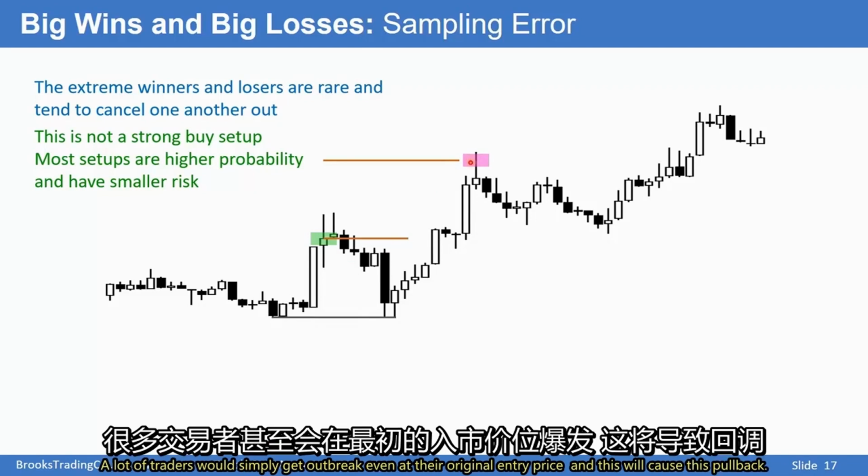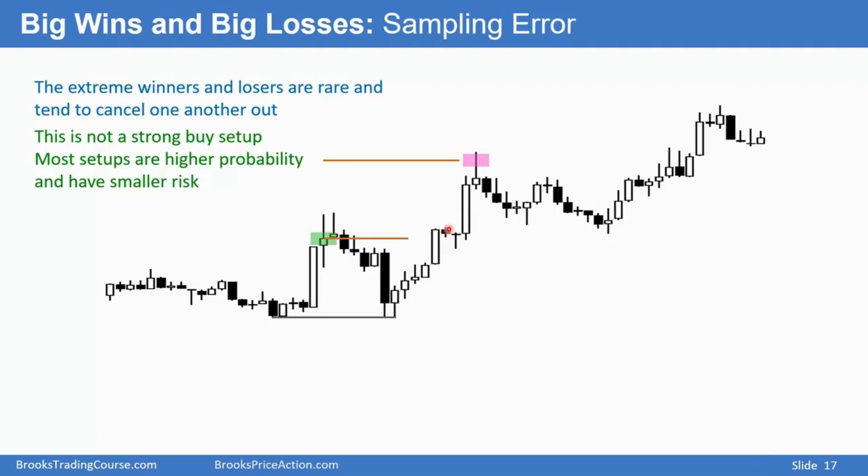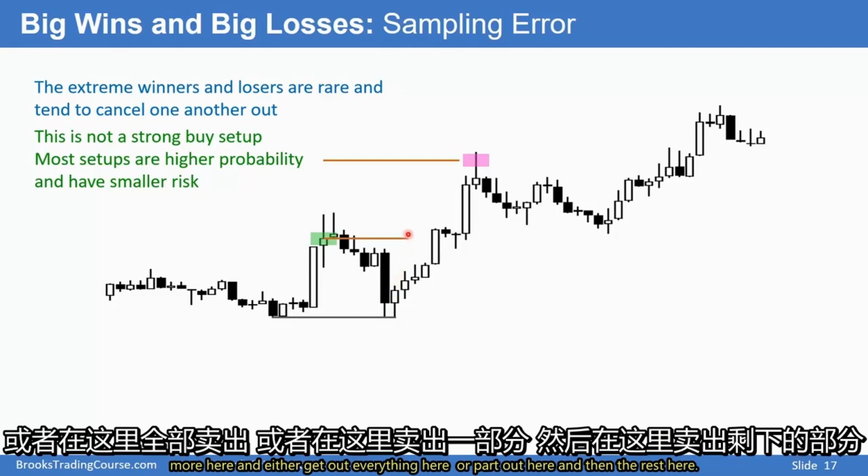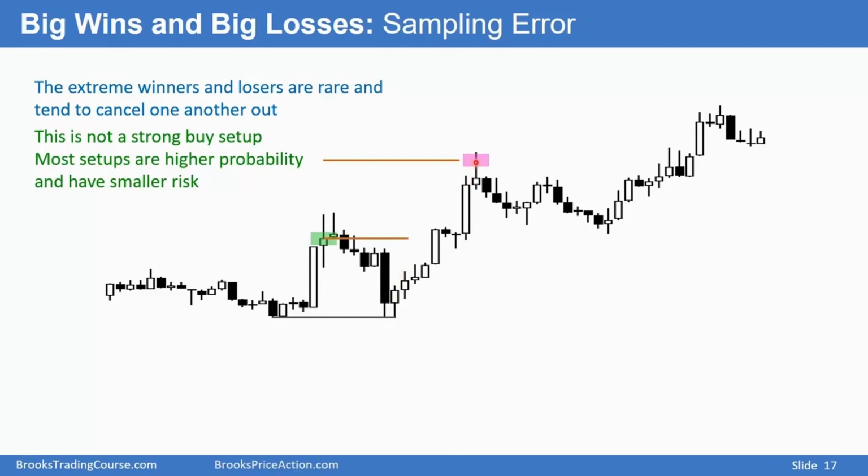A lot of traders would simply get out break even at their original entry price, and that's what caused this pullback. Some traders would buy here, keep the stop here, and then when they get a bull bar, they'll buy more here and either get out everything here or part out here and then the rest here.